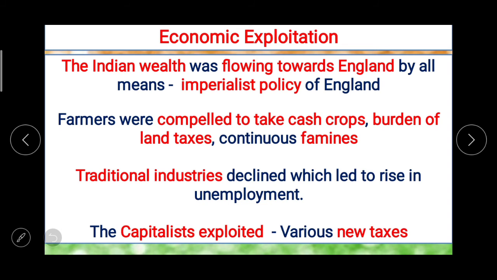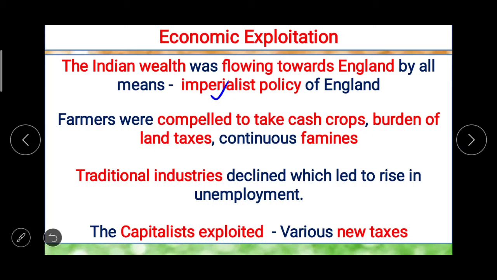Economic exploitation. As we know, the British company or the British government was there only for the exploitation of the country. The Indian wealth was flowing towards England by all means. एक भी ऐसी चीज़ नहीं थी कि जिससे हमारी वेल्थ हमारे देश में रहे, किसी भी तरह से पूरा पैसा बाहर ही जा रहा था. And that is why the sentence is there. The Indian wealth was flowing towards England by all means, and due to the imperialist policy of England, there was the beginning of economic exploitation of India.